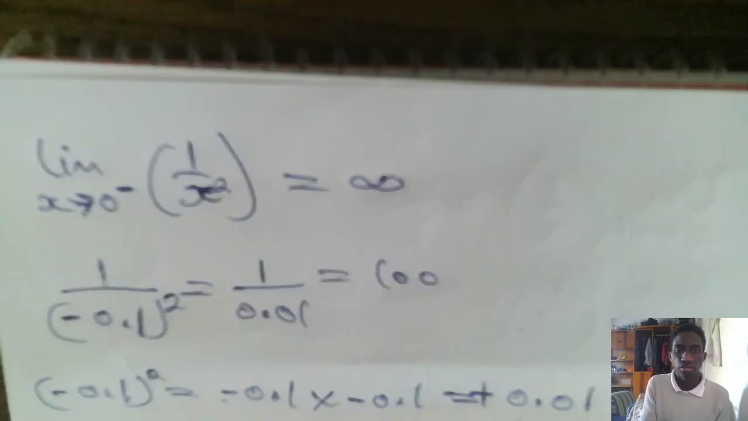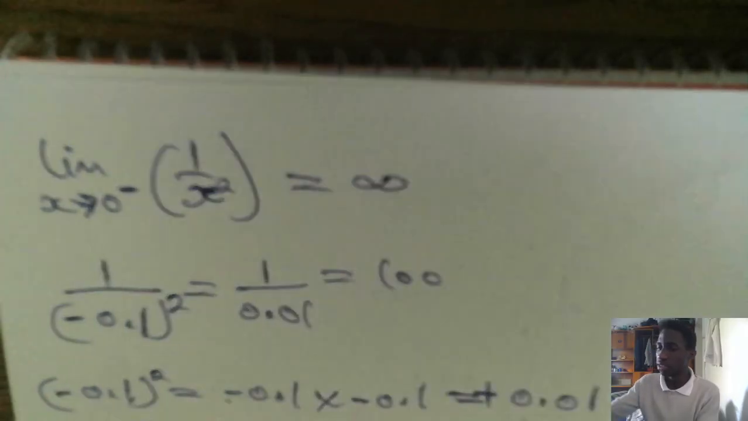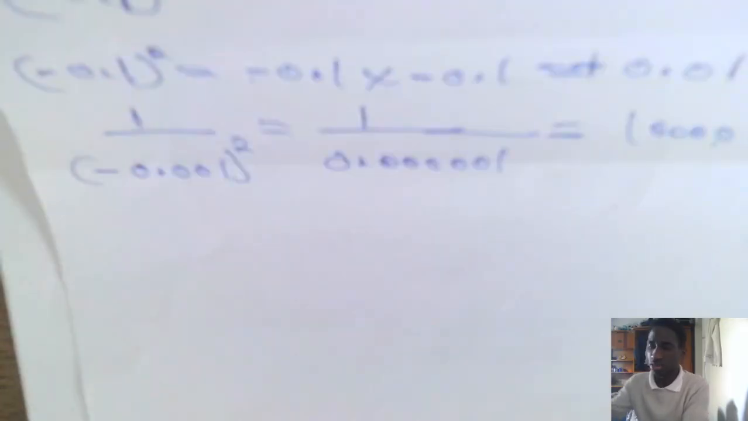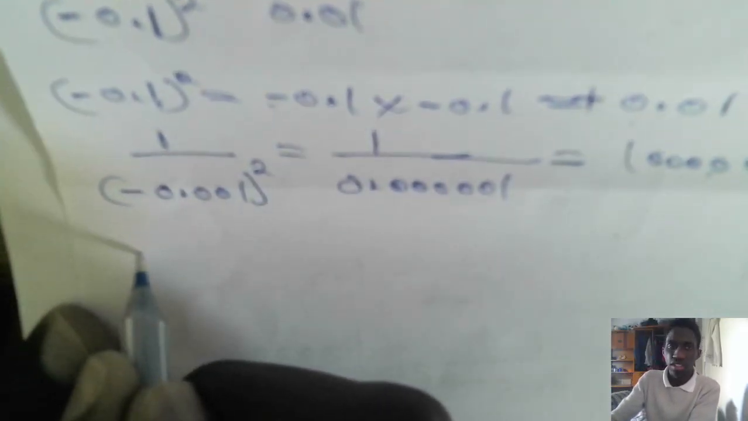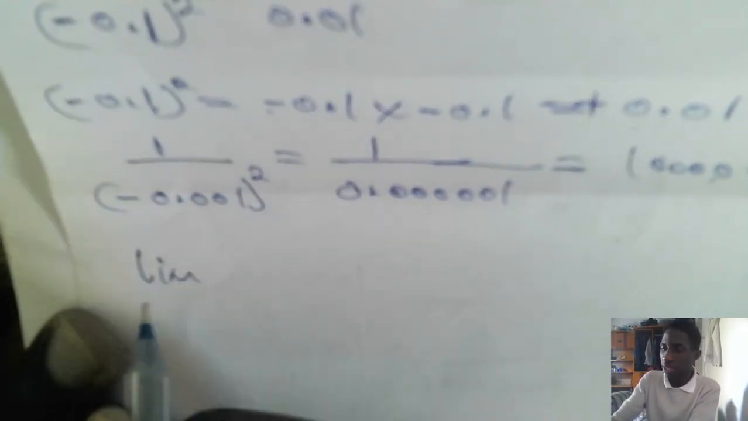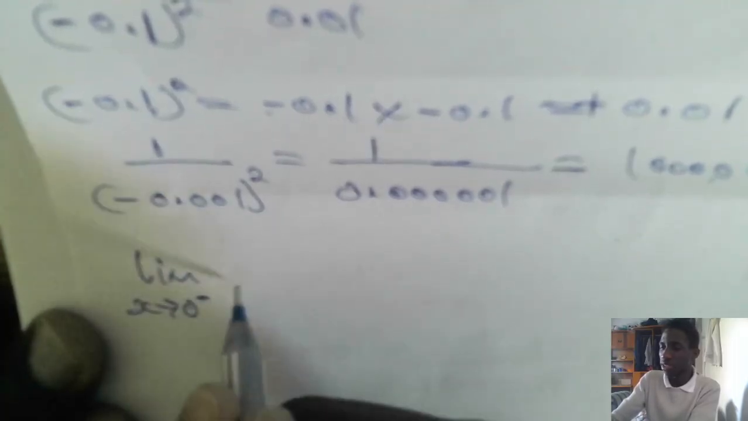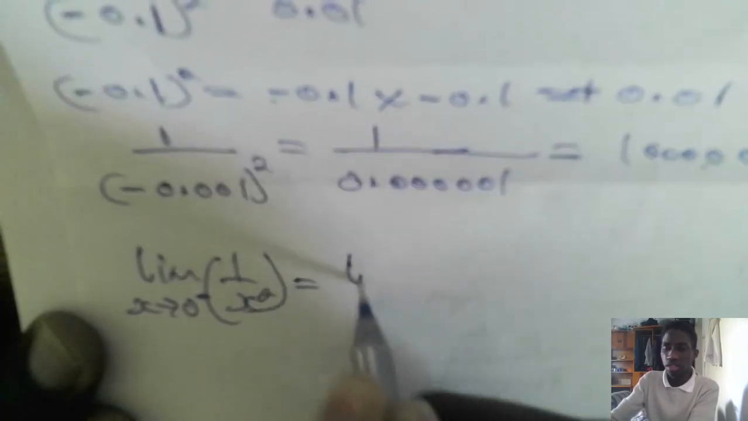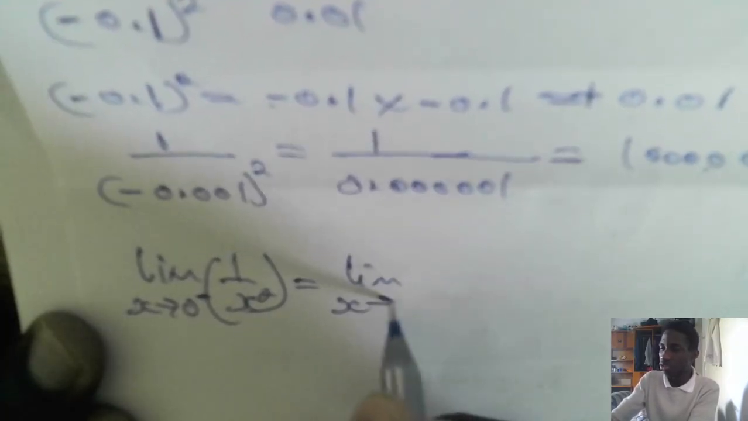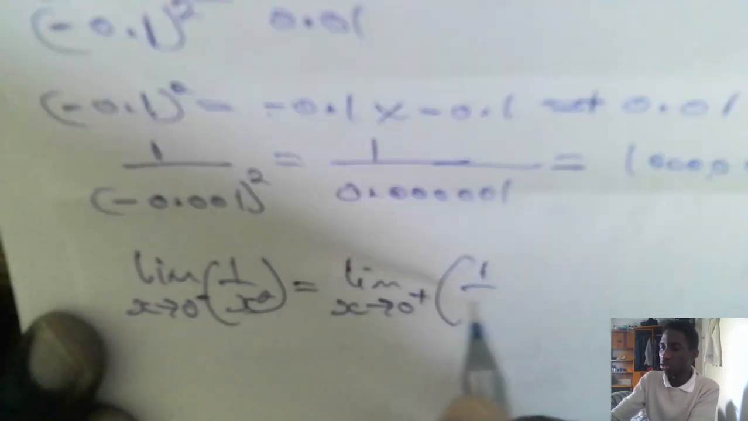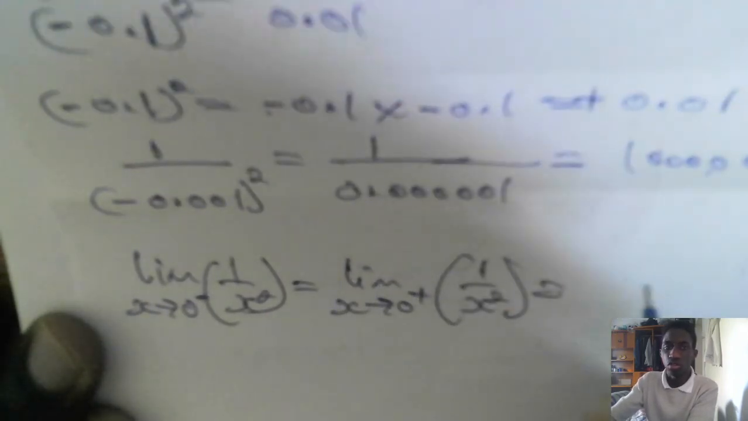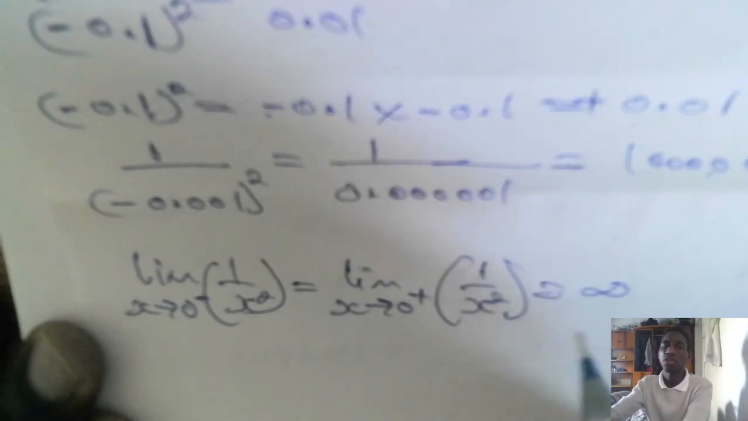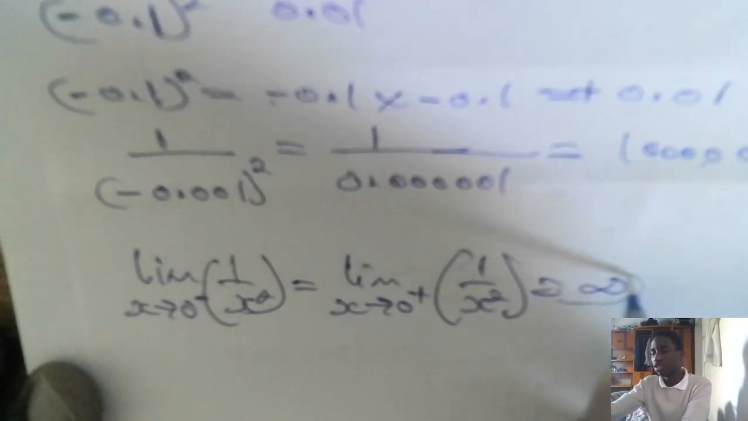So we can conclude that from our observations on this limit, the limit as x approaches 0 from the left of 1 over x squared is equal to the limit as x approaches 0 from the right of 1 over x squared, which is equal to infinity. So whether you approach from the left or from the right, you get infinity.